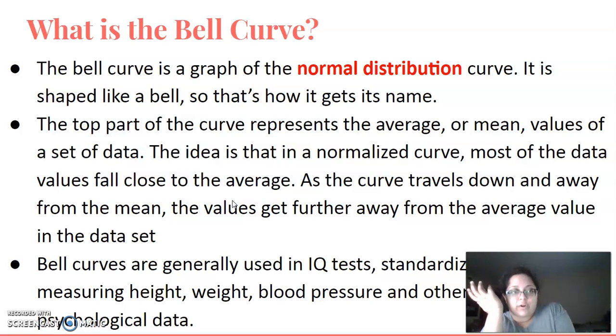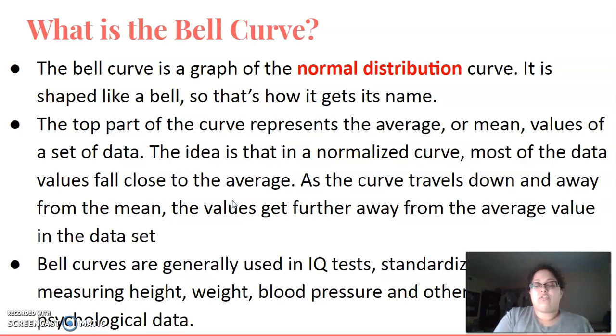The point is the bell curve is shaped like a bell. That's how it gets its name. So the top part of the curve represents the average or the mean values of a set of data. The idea is that in a normalized curve, most of the data values fall close to the average. And then as the curve travels down and away from the mean, the values get further away from the average.